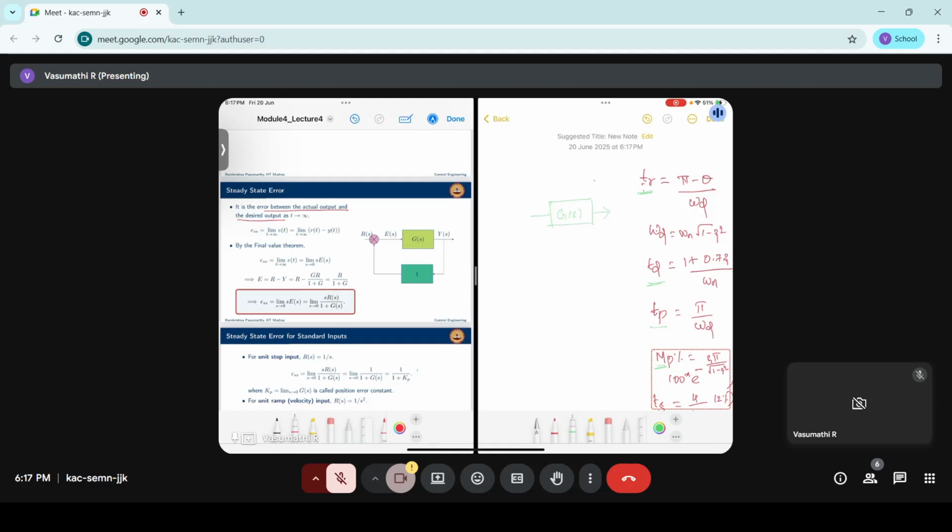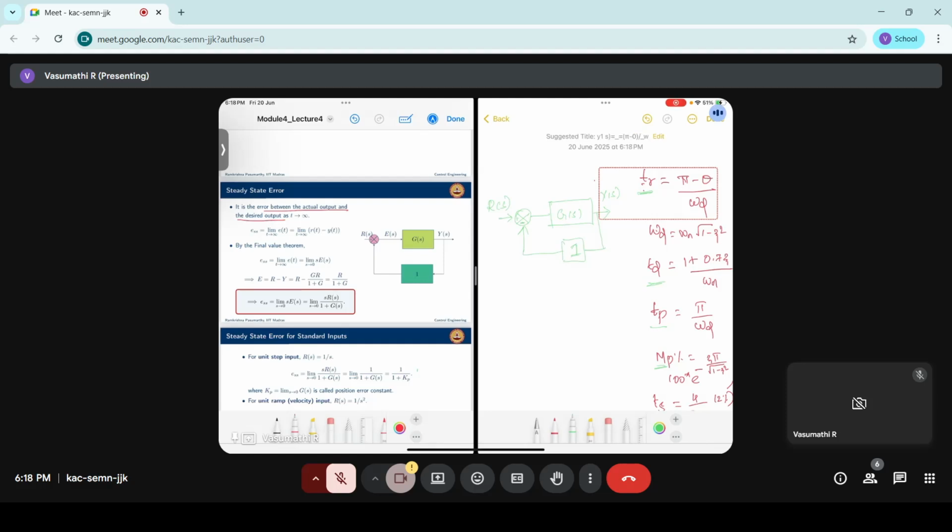Okay, my output, I'm speaking in terms of Laplace transform. So I'm giving an input that I call R of s, and there will be a summation point where I am considering the feedback. I'm considering a single or unity feedback for simplicity. So I'm considering a negative feedback, so there will be a minus sign here, and this input will be added on, so there will be a positive sign here.